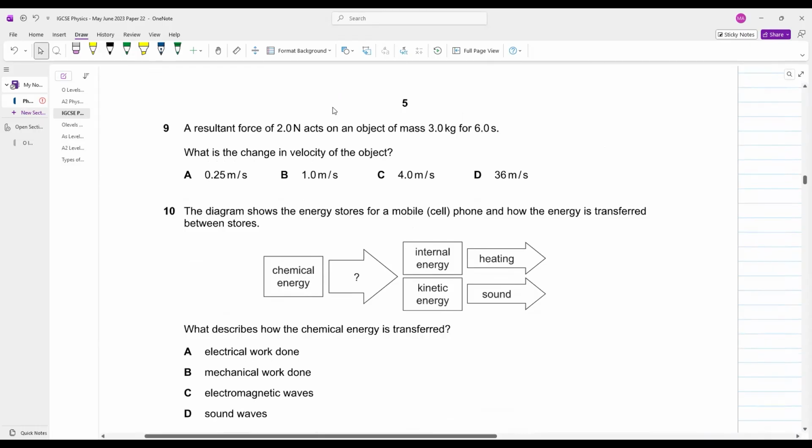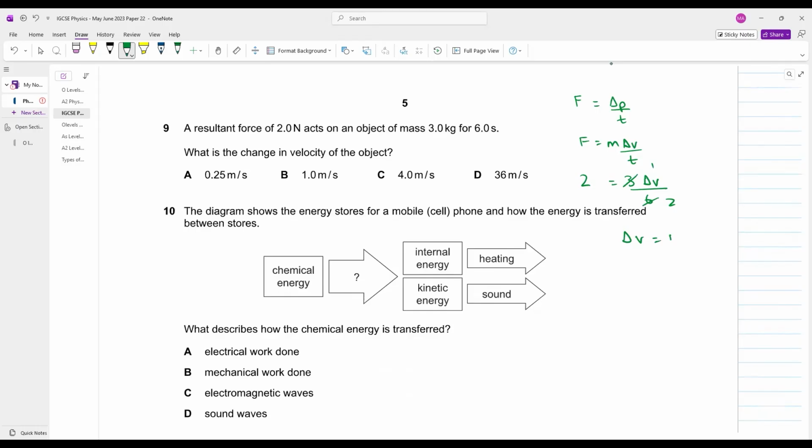आगे बढ़ते हैं बेटा. A resultant force of 2 Newton acts on an object of mass 3 kg for 6 seconds. What is the change in velocity of the object? Do you remember this formula? Resultant force is equal to change in momentum over time. Resultant force is equal to mass into change in velocity over time. Resultant force क्या है बेटा? 2. Time क्या है? 6. Mass है 3. Can you calculate the change in velocity? The change in velocity comes out to be 4 meters per second. Q9 का आंसर comes out to be C.